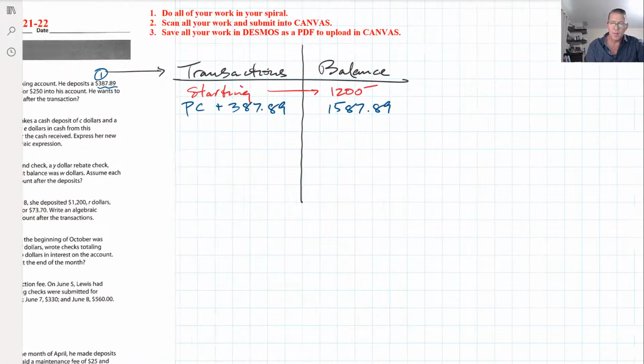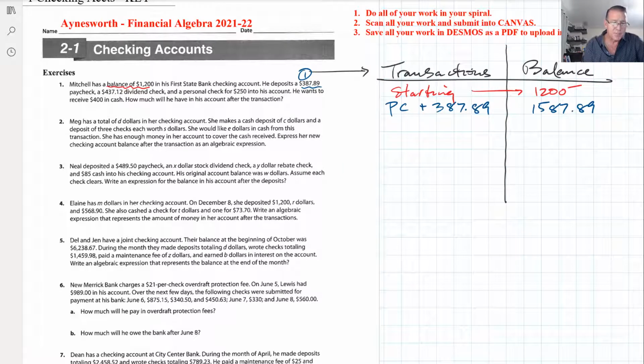All right, let's go back to the problem here and let's see what happens. He also deposits. Okay, this is depositing now. That means you put into the bank. Anytime you deposit anything, you put it into the bank. You're not taking out. You're putting into the bank, and so that's a good thing. Right? You would have more deposits than debits. Okay, for sure. So he puts in a $437.12 dividend check.